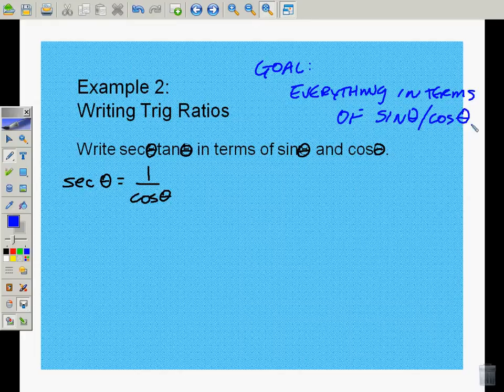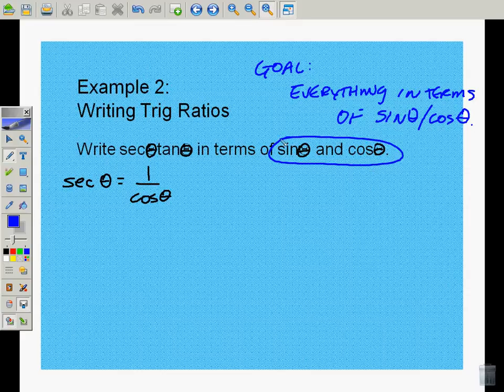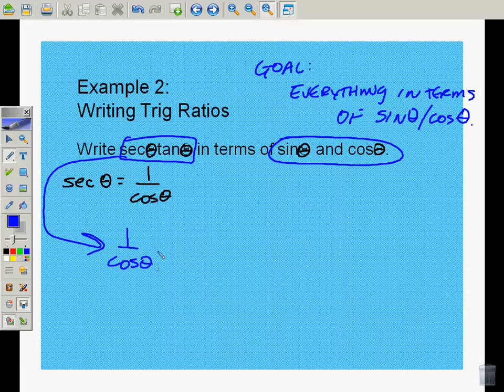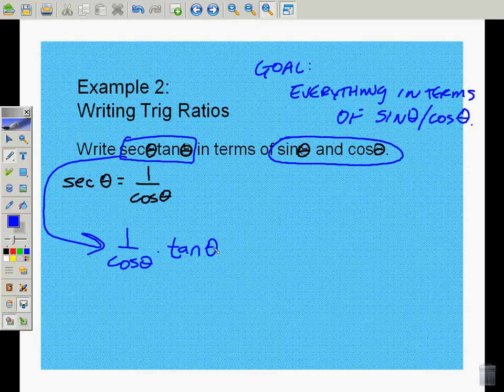is to get everything in terms of sine theta and cosine theta. Well, that's what I'm doing right now. I'm writing it in terms of sine theta and cosine theta. So now, instead of secant theta, tangent theta, what do I have? I have 1 over cosine theta times tangent theta, right? Because 1 over cosine, this is really secant.